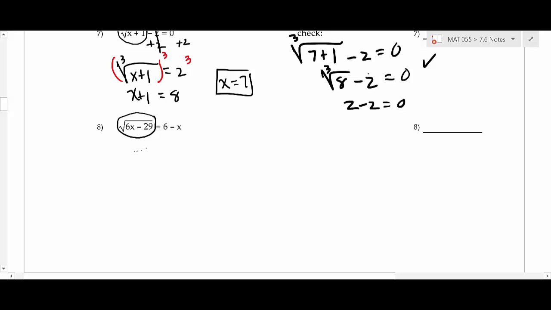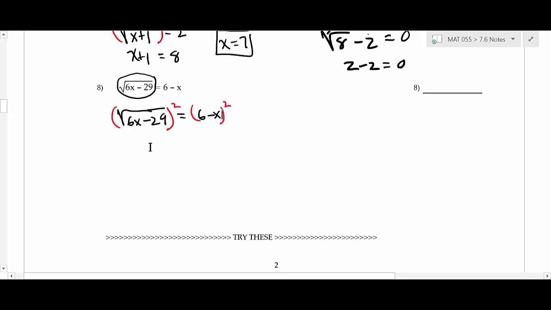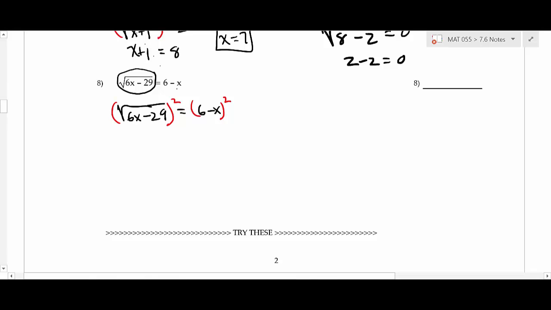So, what we're going to go ahead and do is we have 6x minus 29 equals 6 minus x, and then we're going to square both sides. Okay, so this particular problem is going to have a lot of things that we've done in the past, and it's got a lot more going on in it, okay? Okay, what's the left side? 6x. Radical comes off. What do you do at the right side?